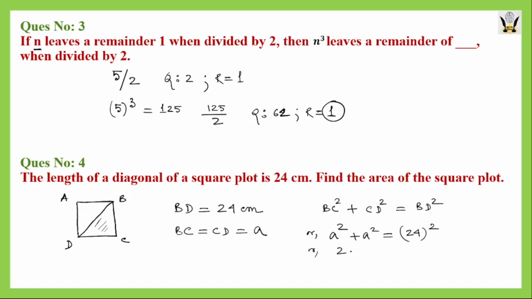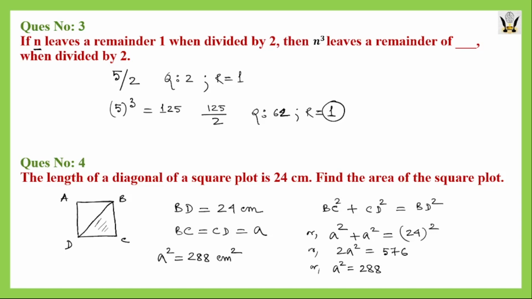So you can say 2A square is equal to 576. That means A square will be equal to 576 divided by 2. And what is A square? If each side of a square is A, then A square is the area of that square. So A square is 288. That means the area of the square plot that we were supposed to find will be 288 centimeter square, or square centimeter.